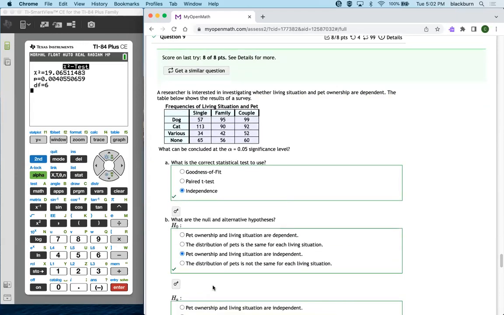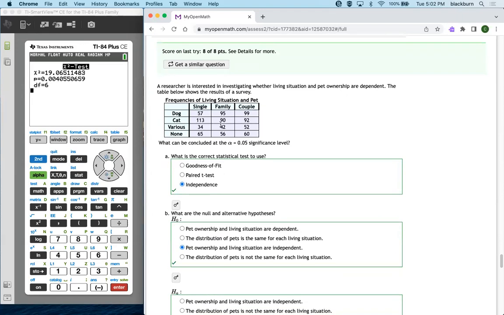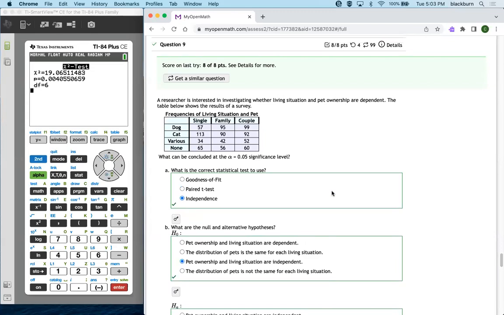All righty. So single person. All right. So they're dependent on one another. So that is section 11, chapter 11 in a nutshell. Now we're going to go off to chapter 12.